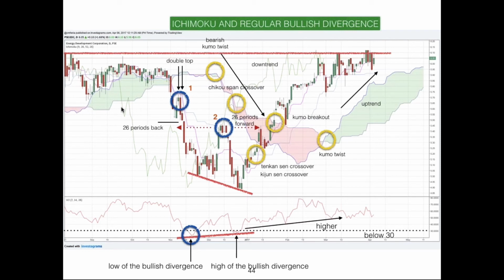Now, this level is a strong resistance level. However, EDC had been trying to break that. Let's see what happens in the following days. It might be able to break that finally.